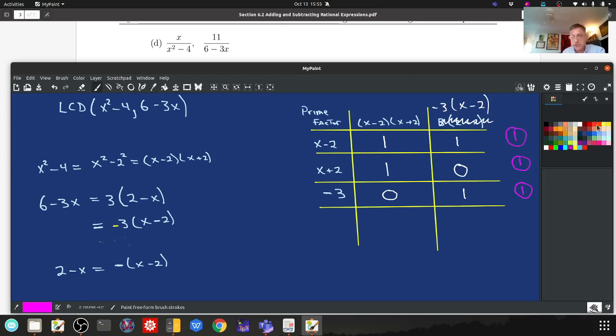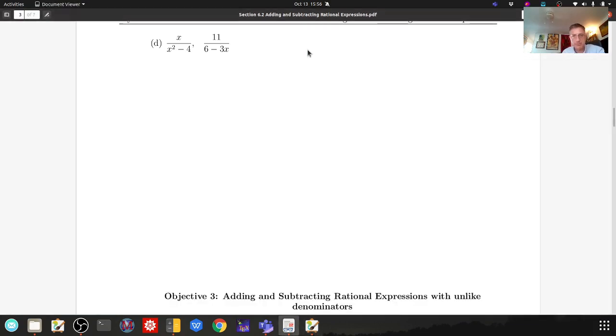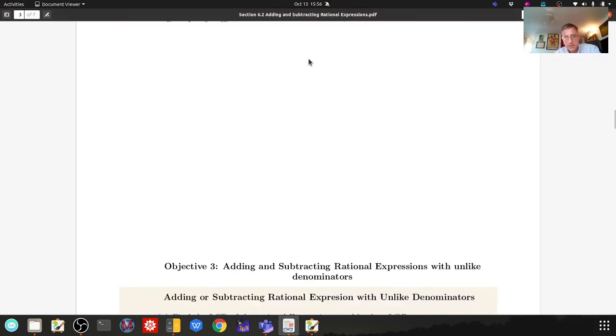So let's go. So this is equal to minus 3 raised to the first power times x plus 2 raised to the first power times x minus 2 raised to the first power. So don't forget the negative right there. So here we go.